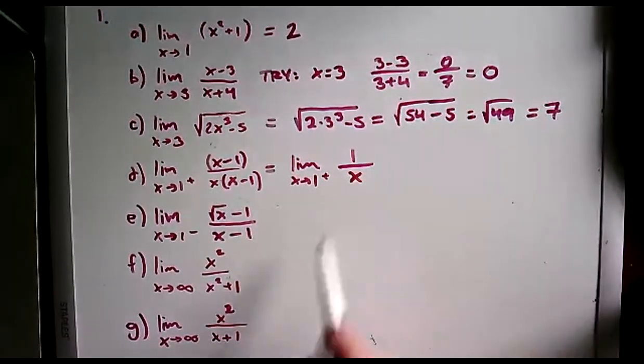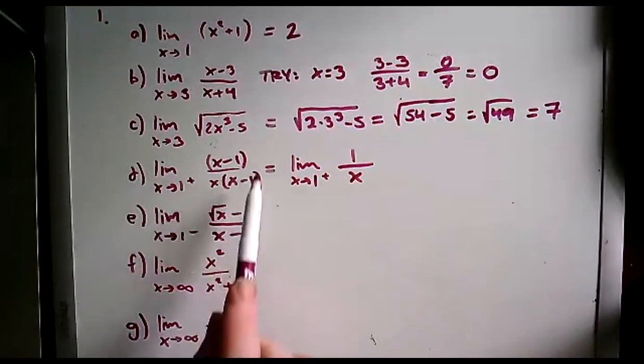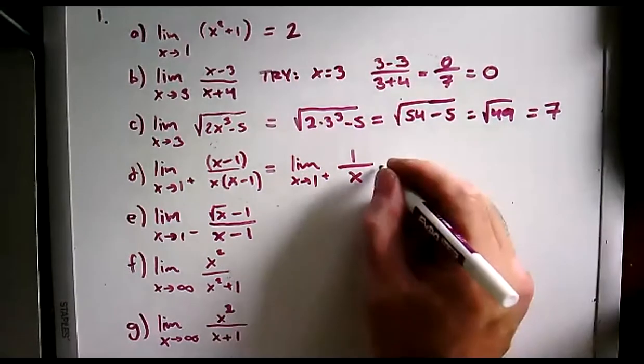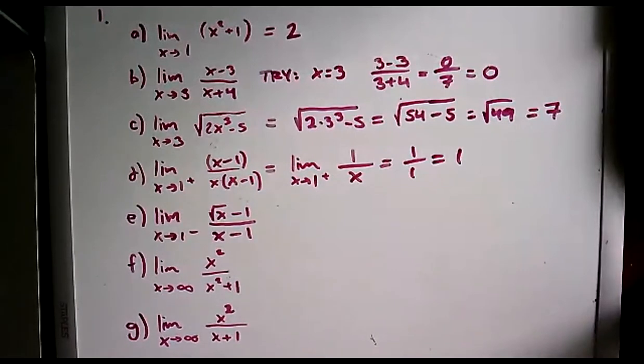And what's nice is while the original limit was indeterminate, if we tried to evaluate it directly, our new limit is not indeterminate. It's easy, it's 1 over 1, which is just 1. Okay, so that's a nice warm up for the next few problems. It sort of shows us our strategy, which is to factor.